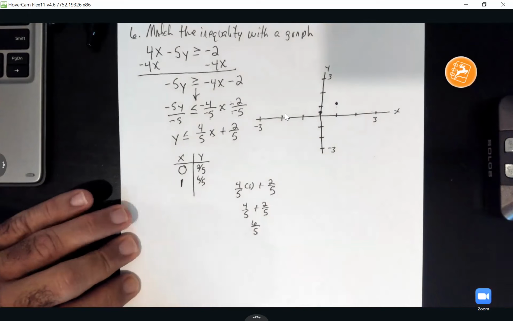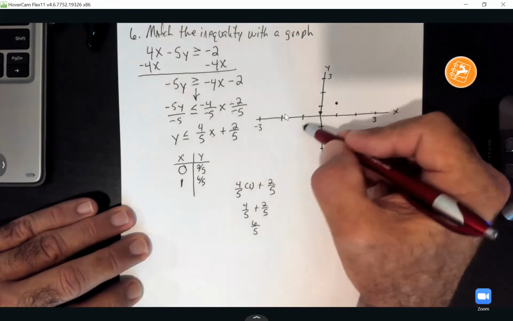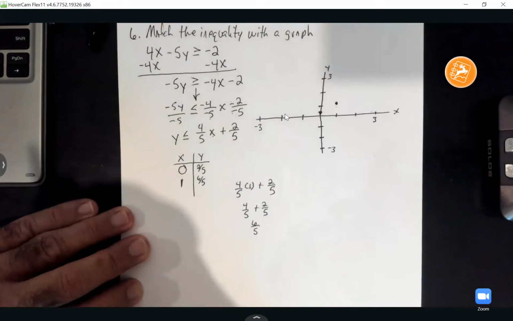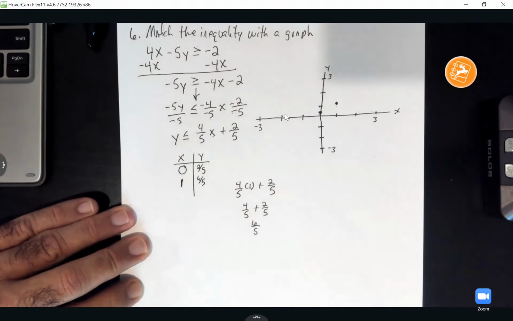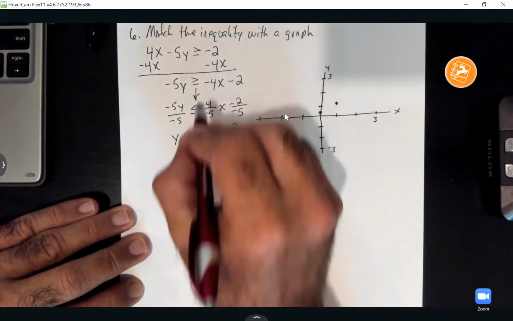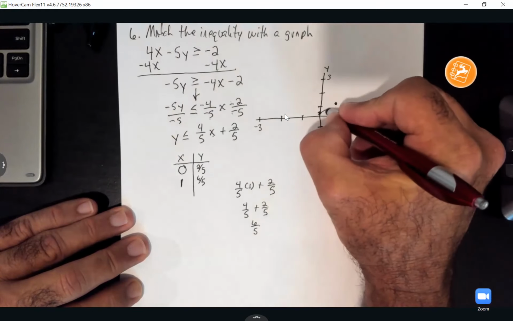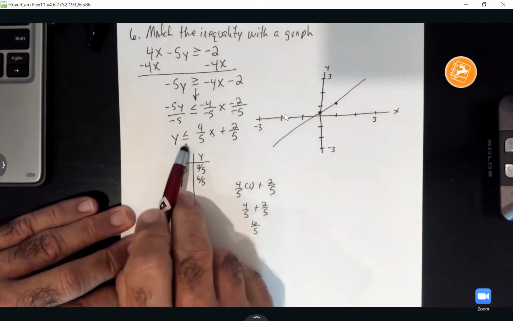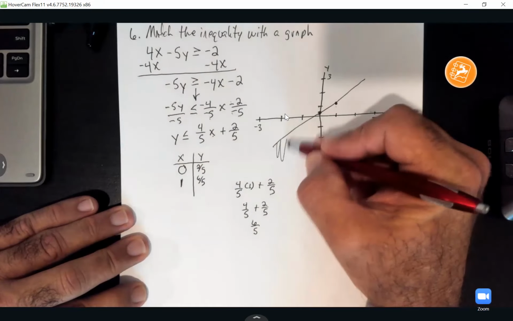Now I'm going to show you this on the calculator also. But my first question to y'all would be, this line, am I going to make that line solid or dotted? Solid. Solid, good job, because you got the equals in there. So it will be a solid line. And then less than means I'm going to shade below the line.